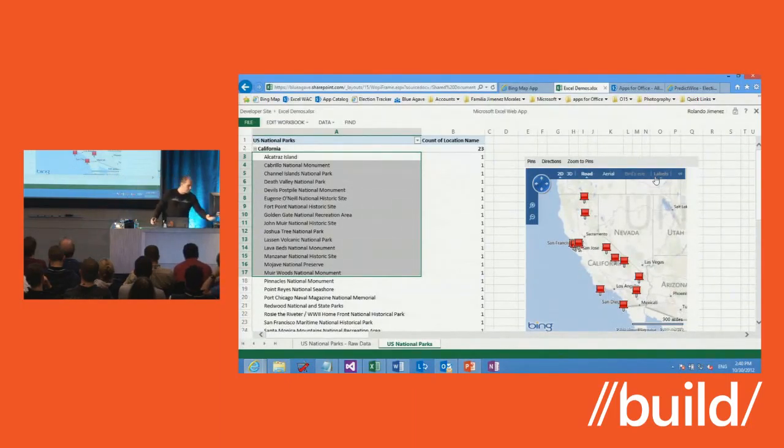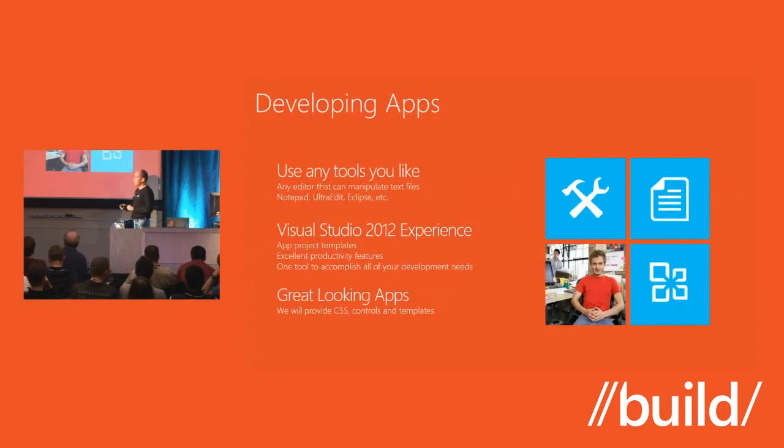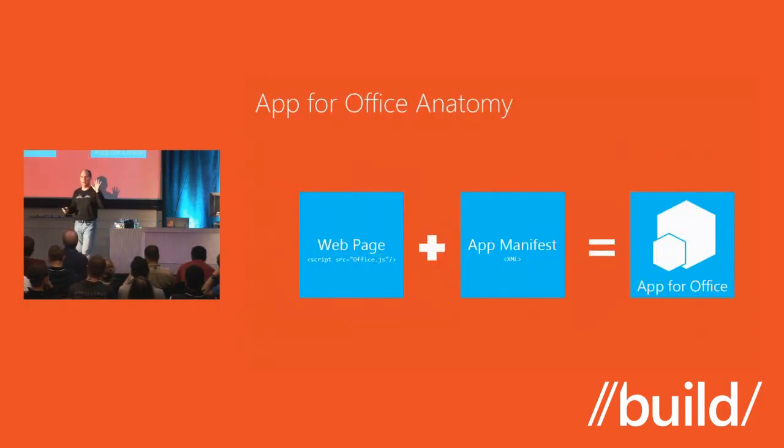So now I'm going to go back to the slides and do a quick recap. So we saw web page plus manifest is your app. By this point, you're probably thinking, wow, that seems to be pretty easy. It's just a web page hosted in a web server, create a manifest that points to it, and that's it, right? So how about the whole end-to-end developer experience?